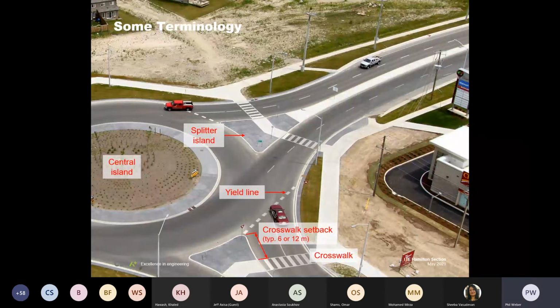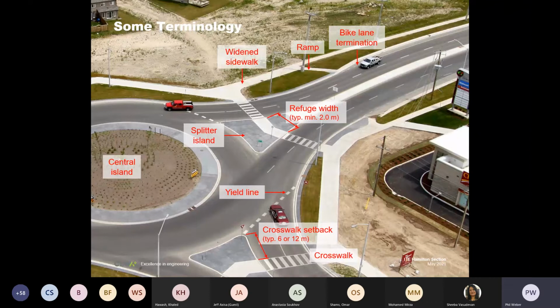Then there's a refuge width in the splitter island so that we have a two-stage crossing. And we typically want that to be a minimum of 2 meters. More is, of course, better. This particular roundabout is on a road with bike lanes. So here the bike lane terminates before the roundabout, and we'll talk about why that is. There's a ramp to the sidewalk. Usually the sidewalk is wider. And then on the exit side, the bike lane re-enters the road. We'll talk a bit more about some of these terms later on.